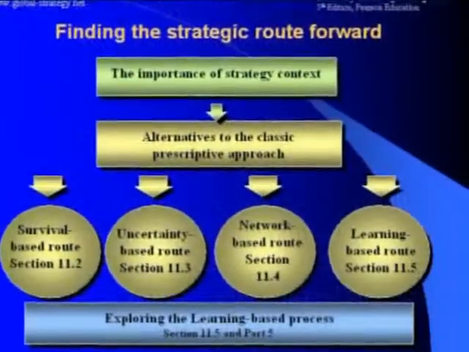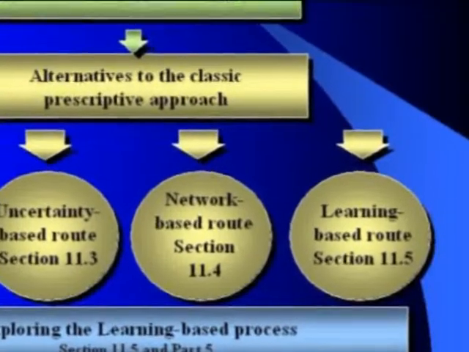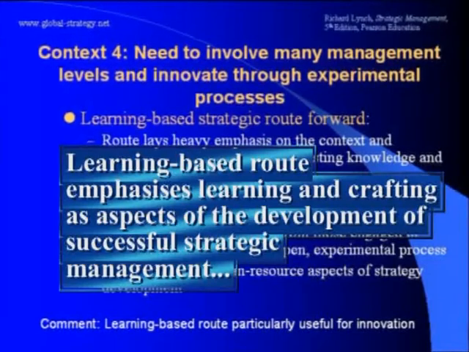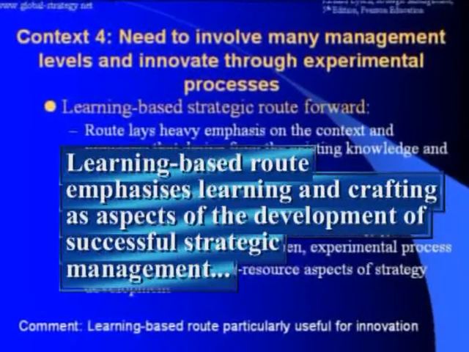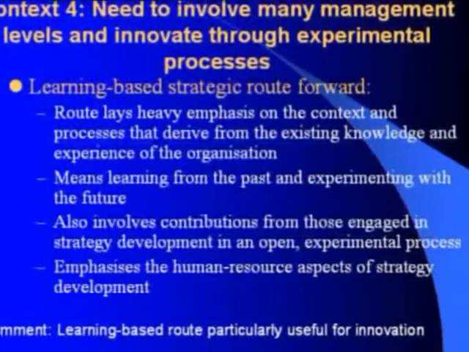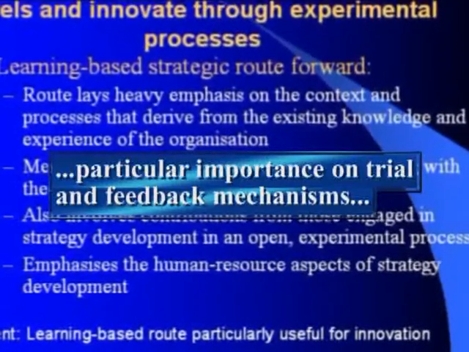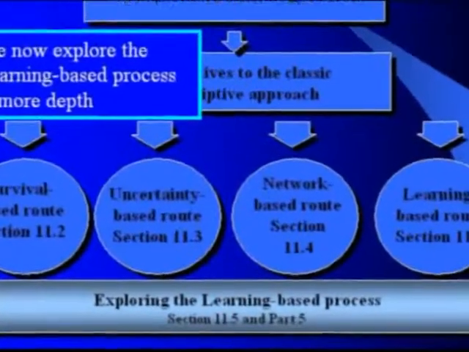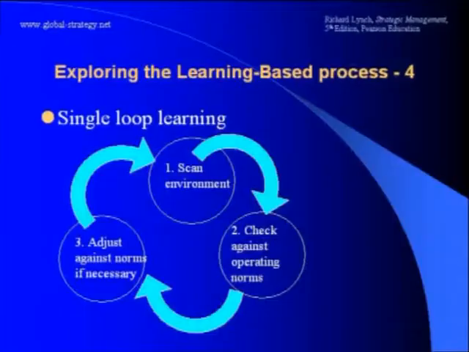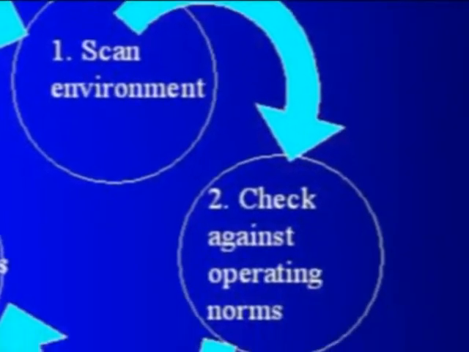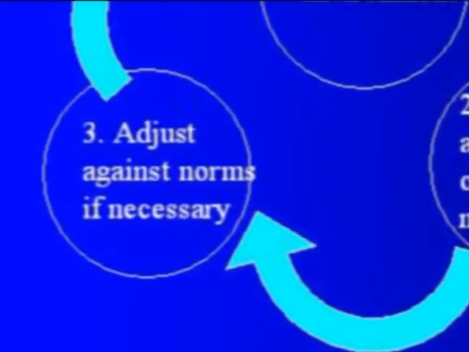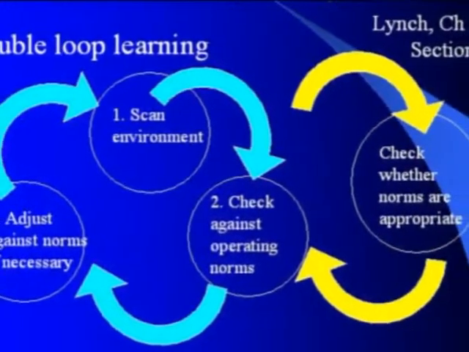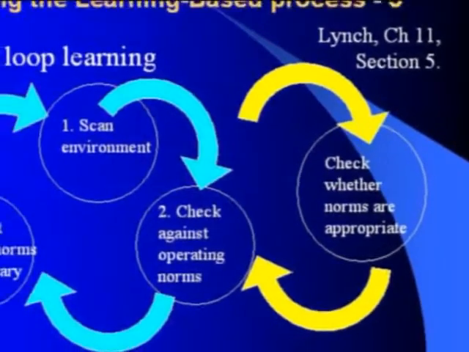The fourth area under consideration in Chapter 11 is the learning-based strategic route forward. This route emphasizes learning and crafting as aspects of the development of successful strategic management. It places particular importance on trial and feedback mechanisms. Within this, it's worth having a look at double loop learning on page 435. Double loop learning consists of a first loop of learning that checks performance against expected norms and adjusts where necessary. There is then a second loop that reappraises whether the expected norms were appropriate in the first place.